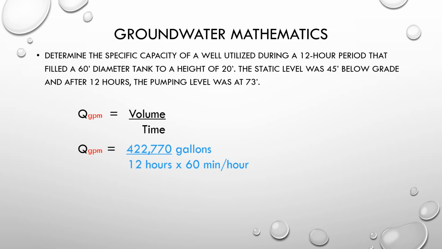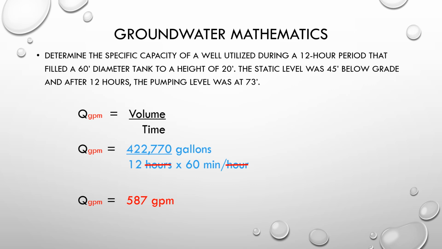So we want to take that number and plug it into the next formula. Now we have volume, so we plug that in up at the top. That 422,770 gallons gets plugged in there. And then we knew that it was a 12-hour period during that pumping time, so that 12 hours goes on the bottom. However, we do things in minutes, not hours, so we need to convert that 12 hours into minutes. That's why you go 12 times 60, and that is going to give you 587 gallons per minute.